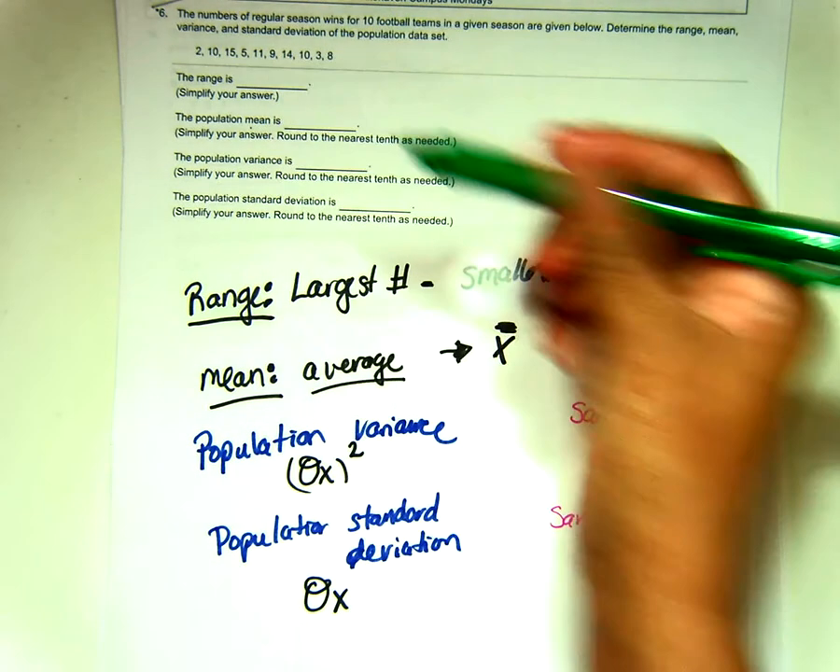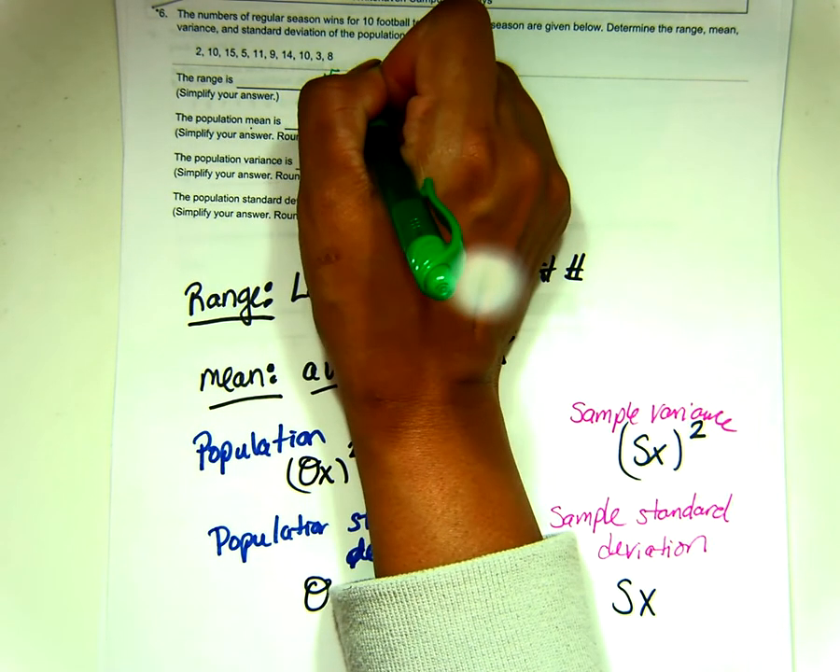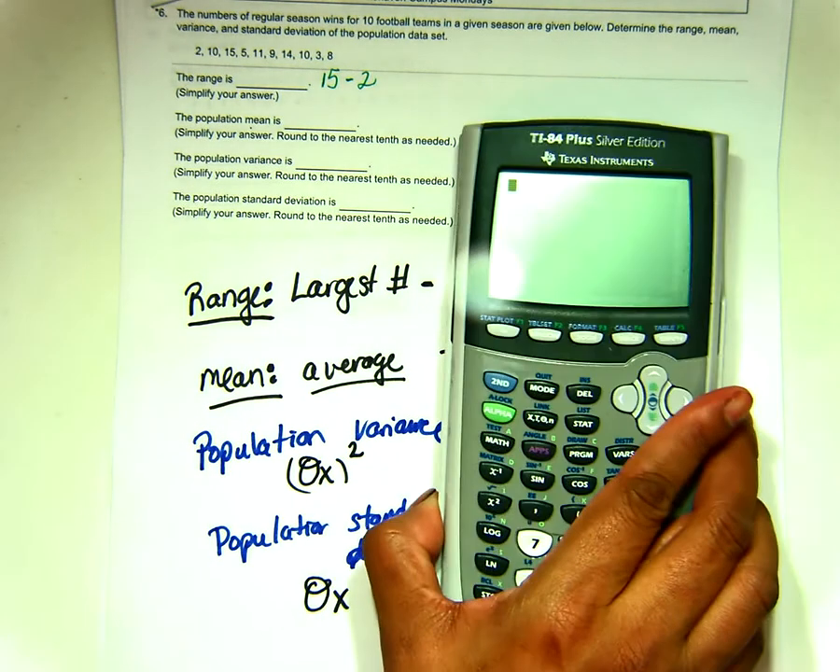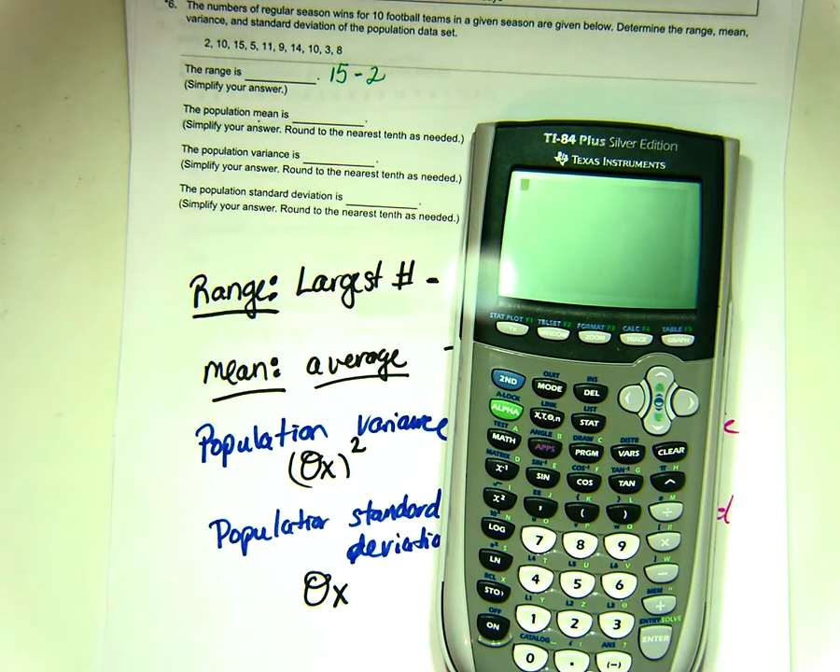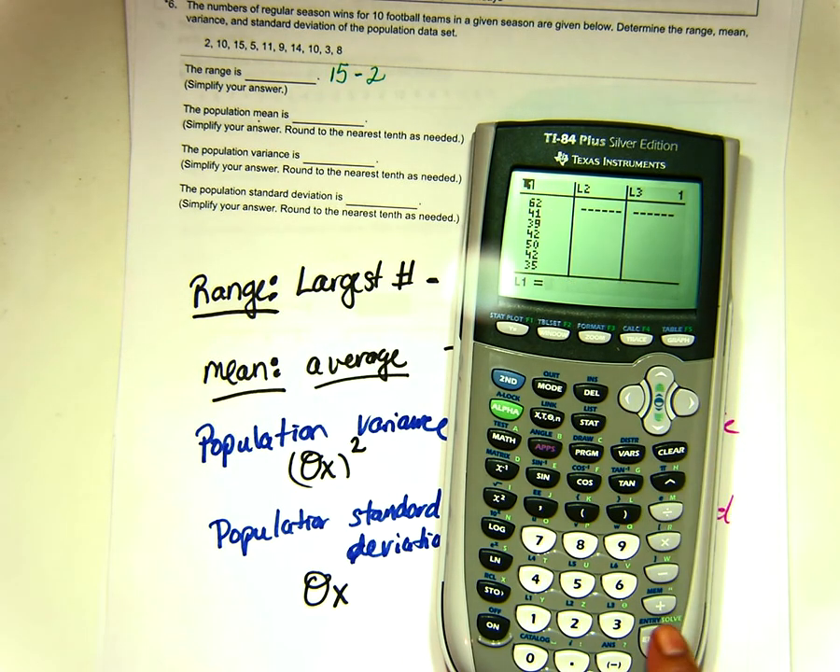We know our range is the largest number minus the smallest number. It appears that our largest number is 15, minus 2. So now we have 13 for our answer. Then the population mean, which we have not done yet, because we're going to use the calculator for that one. The first thing we're going to do is clear out the list. Because we are in an introductory statistics class, we're going to hit the stat key, hit enter for edit. Use your up arrow key until L1 is highlighted, hit clear, and hit enter.